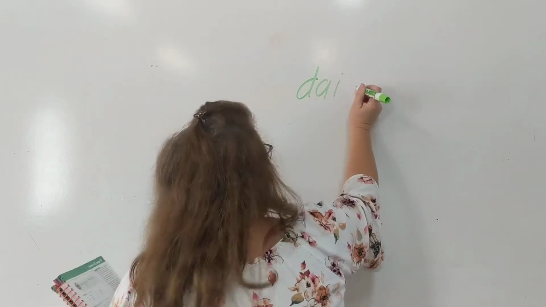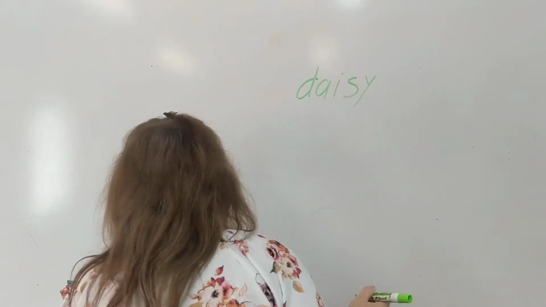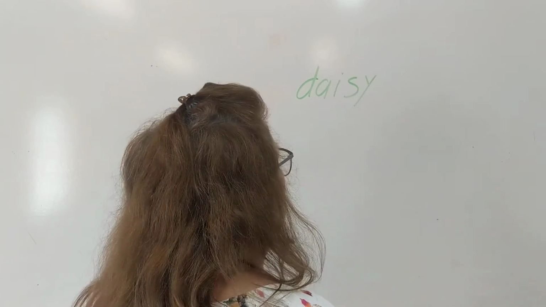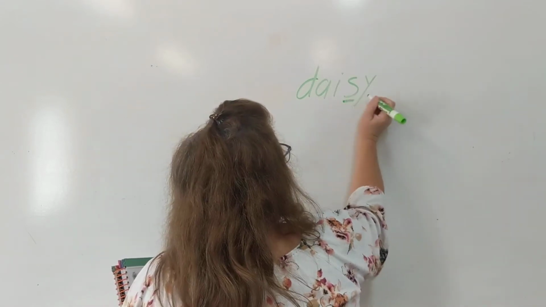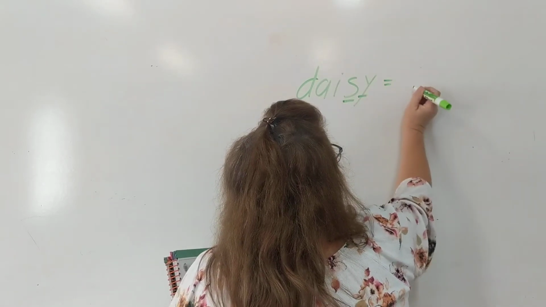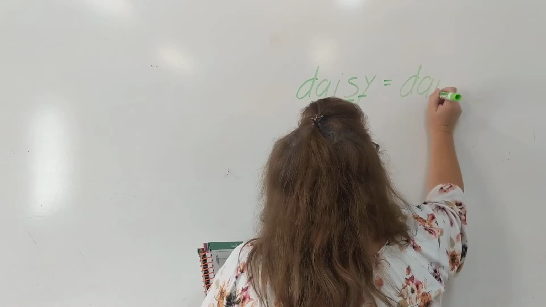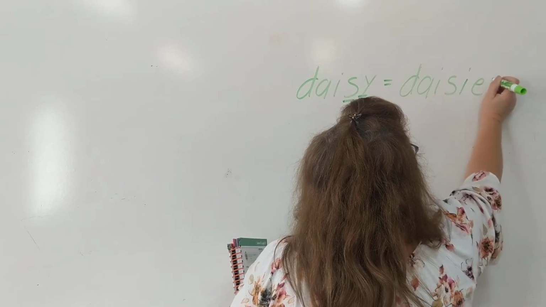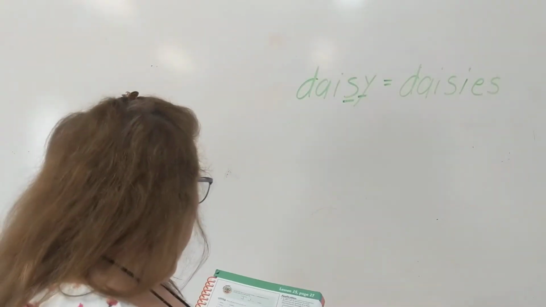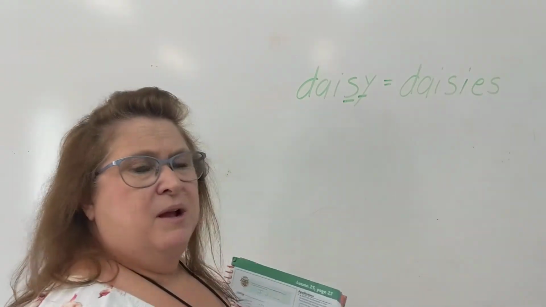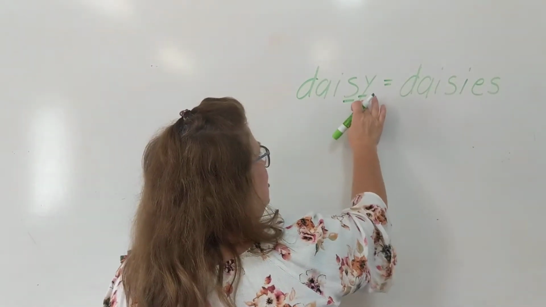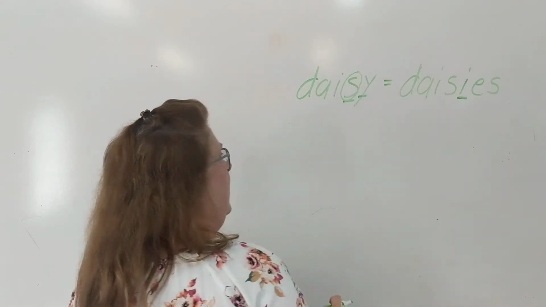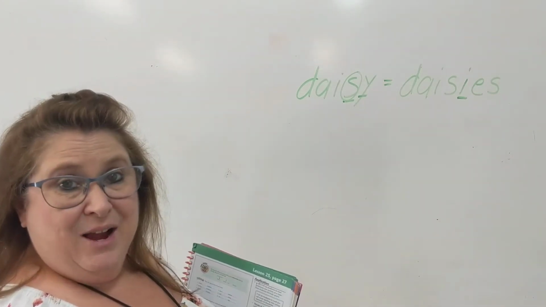So in our first word, we have the word daisy. To change a singular word into a plural word that ends with a consonant and then a Y, we are going to change our Y to I and add ES. So daisy becomes daisies. But we have to remember something very important. We only change our Y to I if there is a consonant in front of the Y. Remember, a consonant is any letter but A, E, I, O, or U.